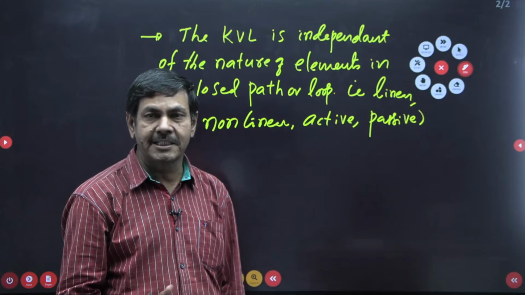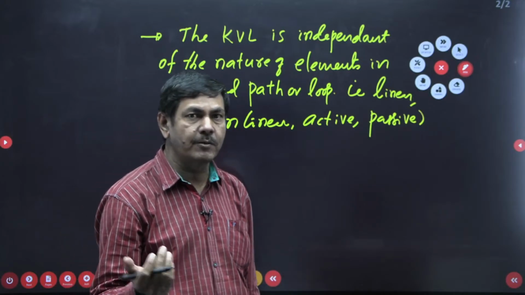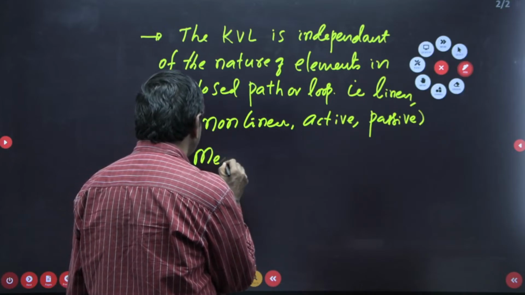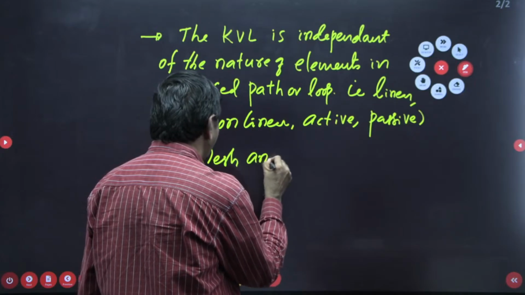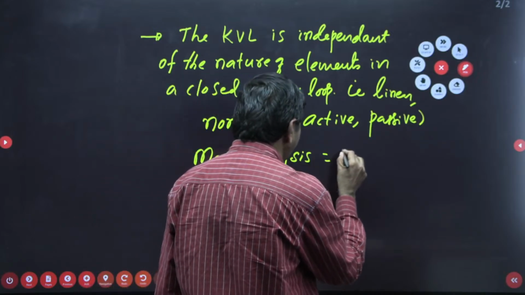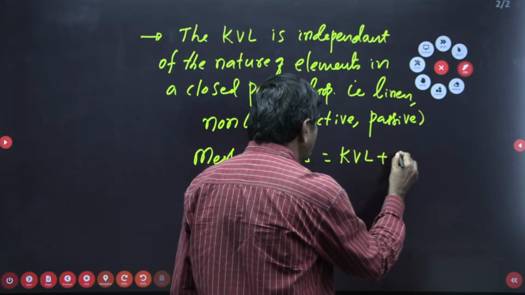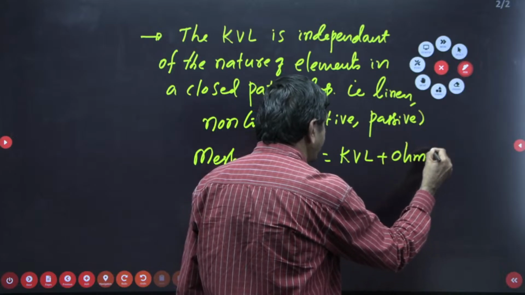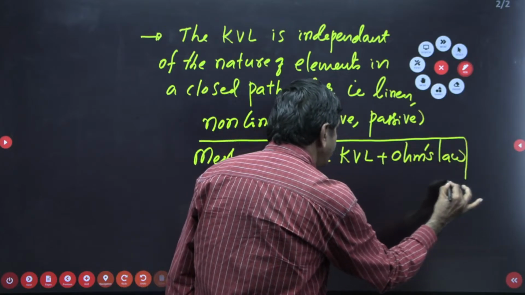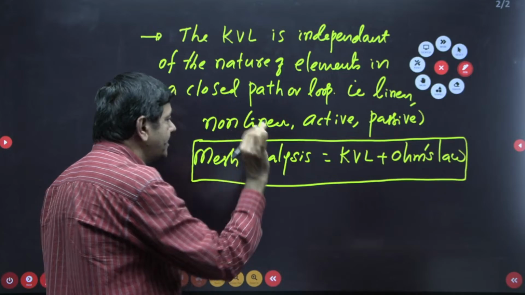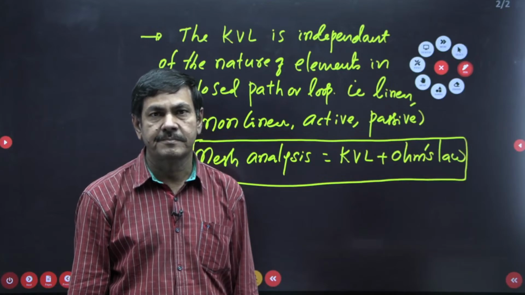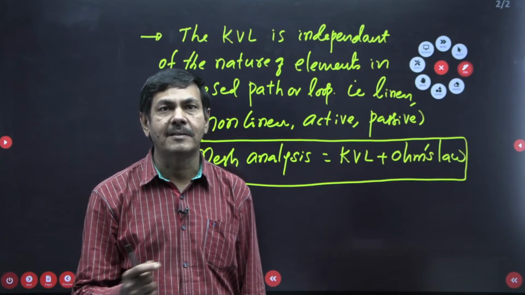That is very important. Mesh equation or mesh analysis, how is it to be done? Mesh analysis or mesh equation equals KVL plus Ohm's law applicable. That point is very important. By using this, the mesh equation is to be formed. And what are the rules you need to adopt to do any problem? That is one more important point.